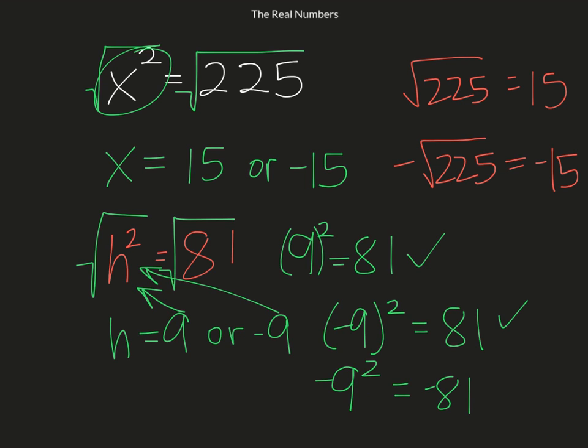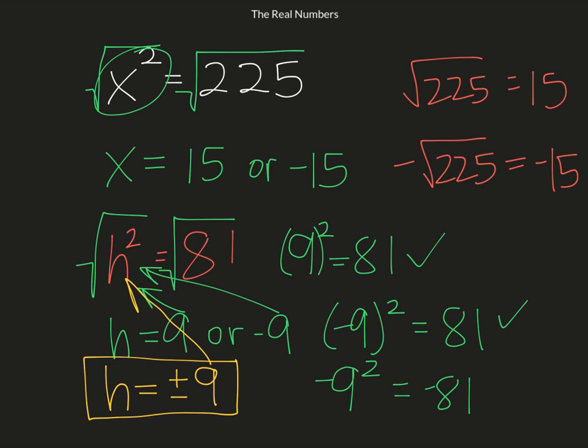I want to say one more thing about this, and that is that you can write your answer like this: h equals plus or minus 9. This means we're saying that both a positive and a negative 9 satisfy the values for h that, when you square them, equal 81.